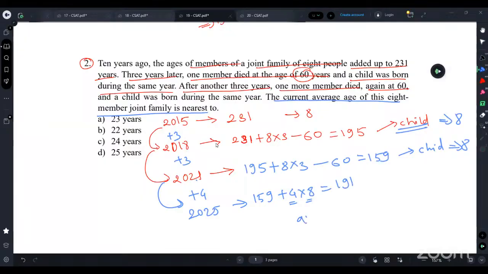And what will be the average? The average will be 191 divided by 8. If I divide 191 by 8, that will be 23 point something, approximately 23.8. So it is closest to 24 years. So option C is the correct answer.